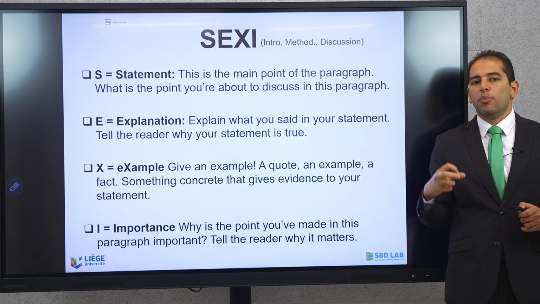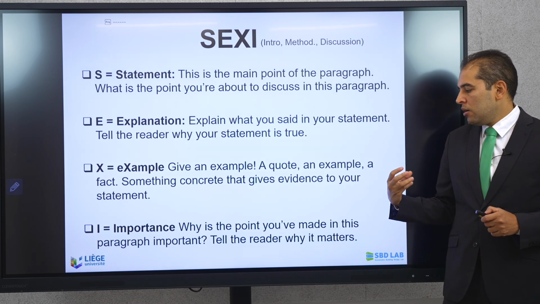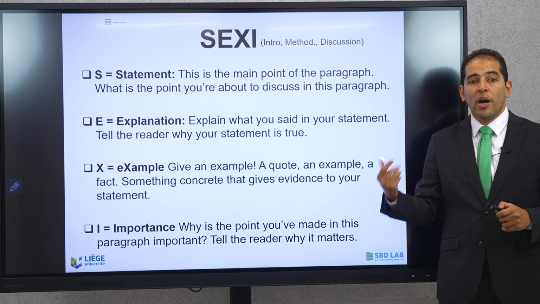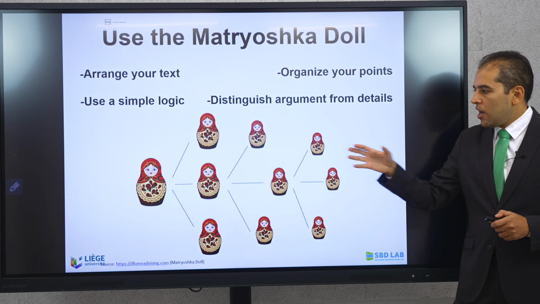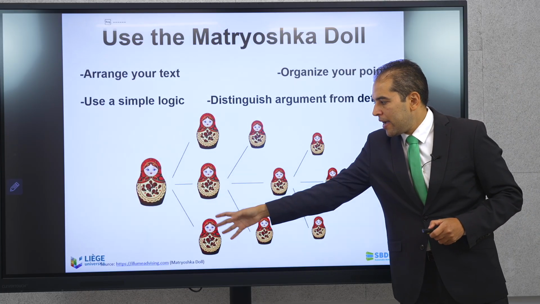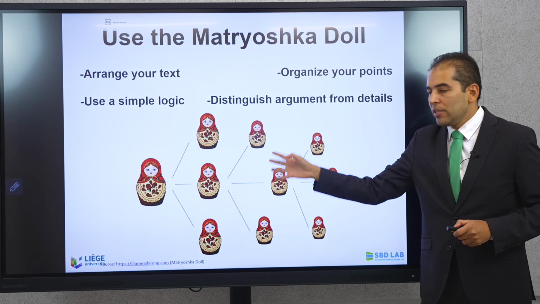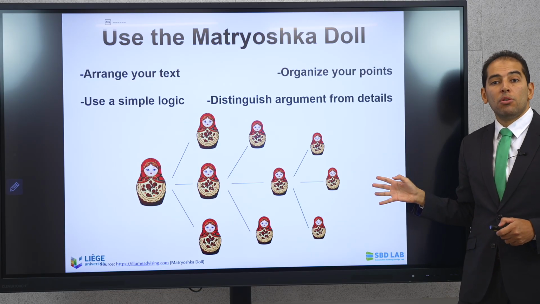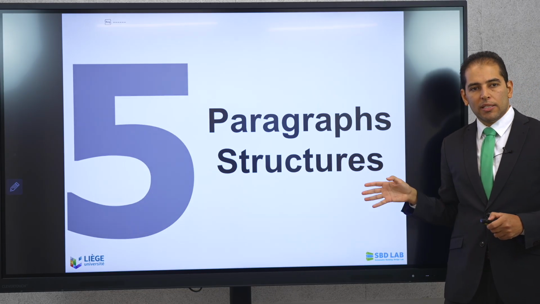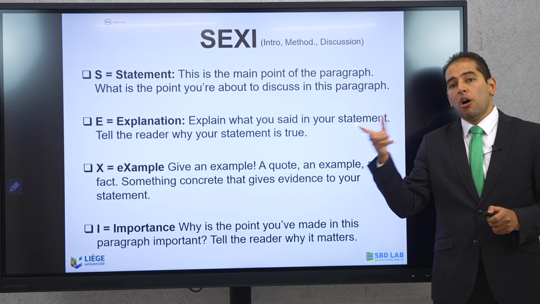You say why this point is important, why it is relevant to the reader, why it matters. So if you remember the Matryoshka, it's the same story. I start with the idea. Then I follow the idea with an explanation, and then I follow the explanation with some data points. And then I go to the importance by concluding. So it's always going like that. So this is the example of the sexy way of writing paragraphs.